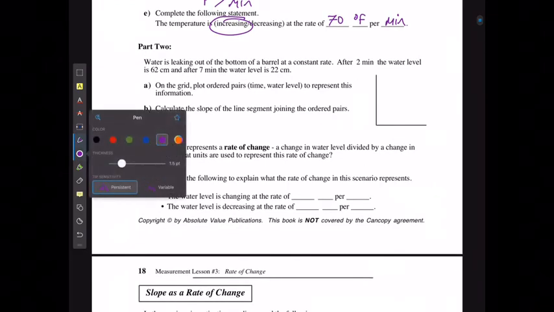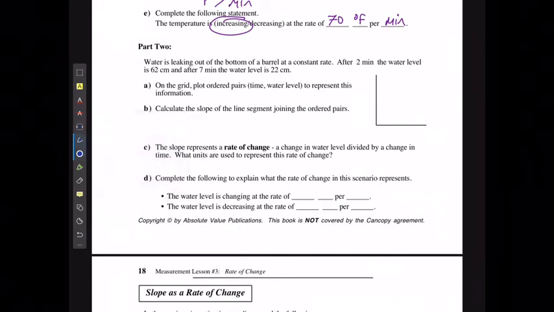For part 2, water is leaking out of the bottom of a barrel at a constant rate. After 2 minutes, the water level is 62 centimeters. After 7 minutes, the water level is 22 centimeters. On the grid, we're going to plot the ordered pairs where our time is going to be x values and our water level is going to be the y values. So here I have water level in terms of centimeters, and here I have time in terms of minutes.